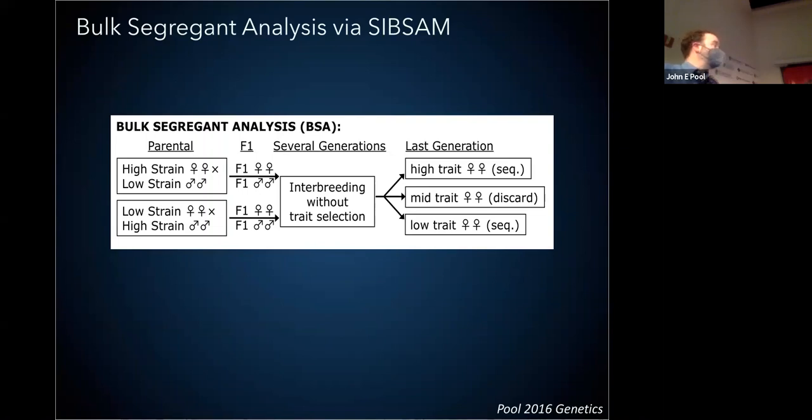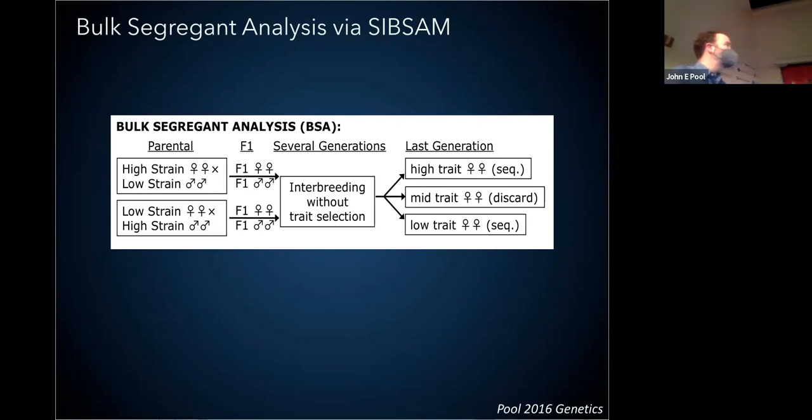We cross a strain from, let's say, a high altitude population and a strain from a low altitude population. We let their offspring interbreed together at fairly large population size for multiple generations, even 20 or more generations, so that there's been a ton of recombination between those two genetic backgrounds, which is really the key for QTL mapping. And then only at the very end of the experiment, in the last generation, we sort based on some phenotype. And then we do pooled sequencing on the individuals with the highest trait value and pooled sequencing on the individuals with the lowest trait values.